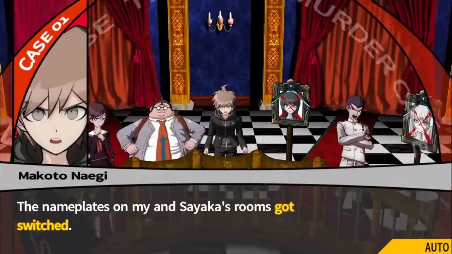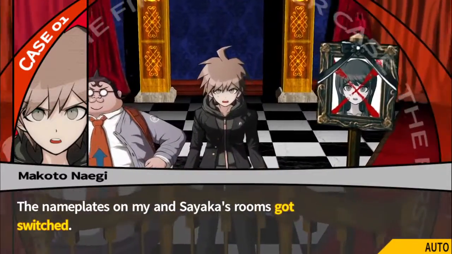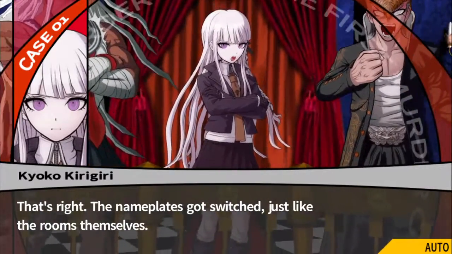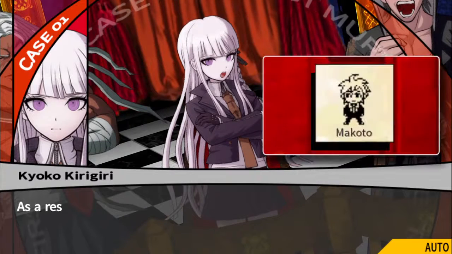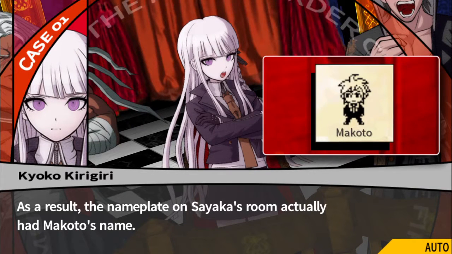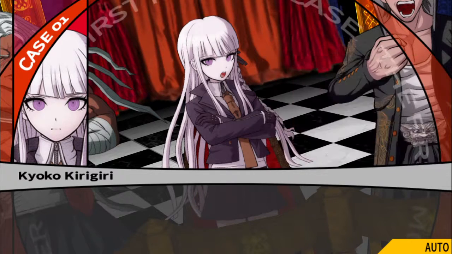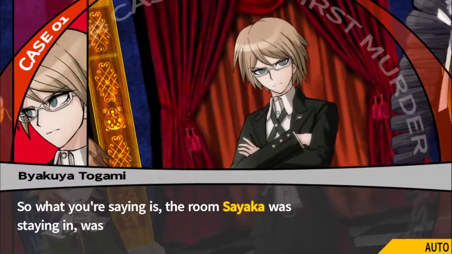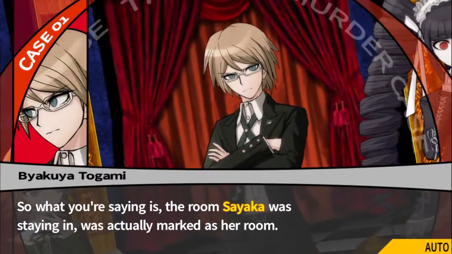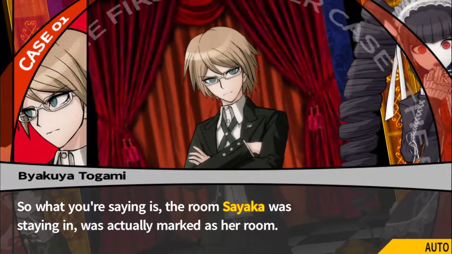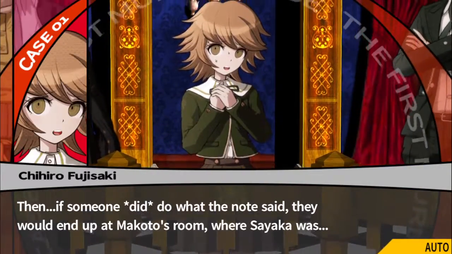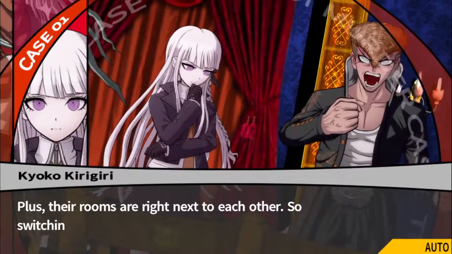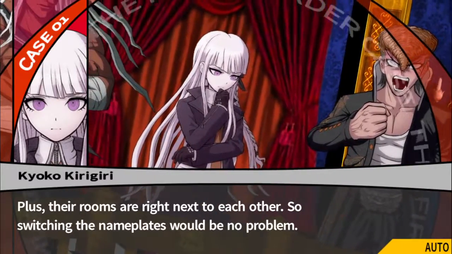The nameplates on Mai and Sayaka's rooms got switched. They got switched? That's right. The nameplates got switched, just like the rooms themselves. As a result, the nameplate on Sayaka's room actually had Makoto's name. And the nameplate on Makoto's room had Sayaka's. So what you're saying is, the room Sayaka was staying in was actually marked as her room. Then, if someone did do what the note said, they would end up at Makoto's room where Sayaka was. Plus, their rooms are right next to each other, so switching the nameplates would be no problem.